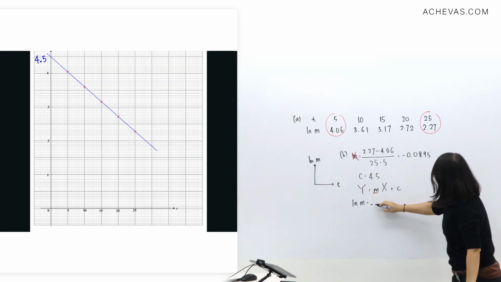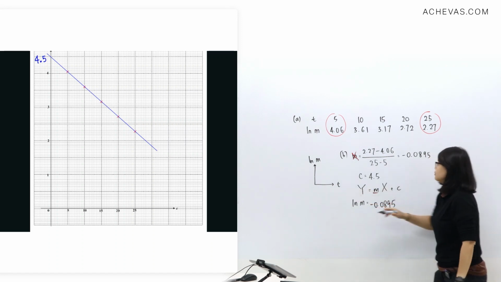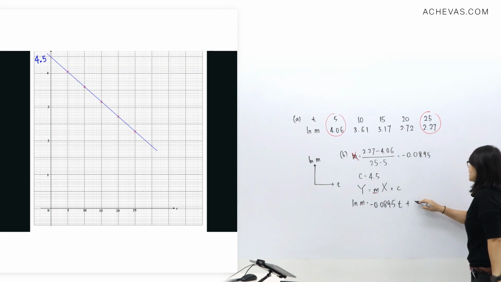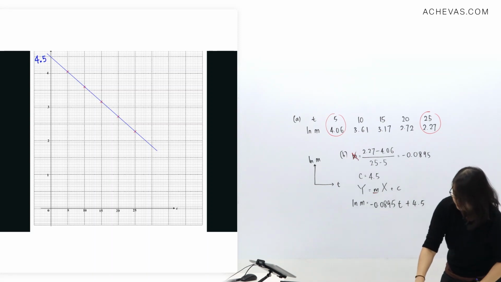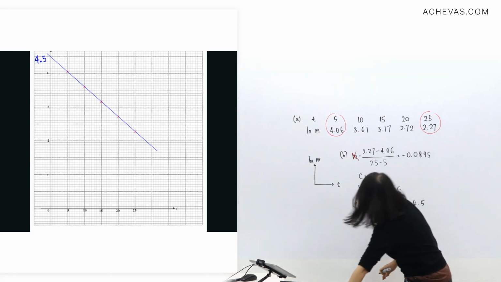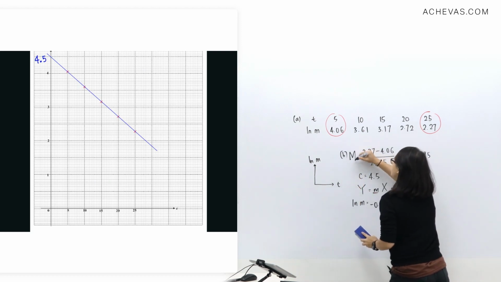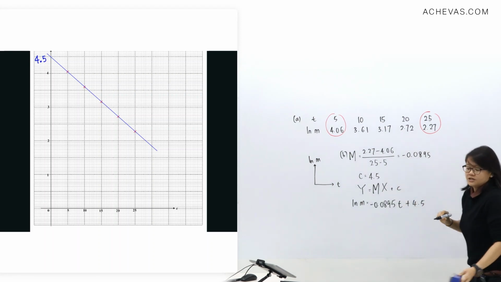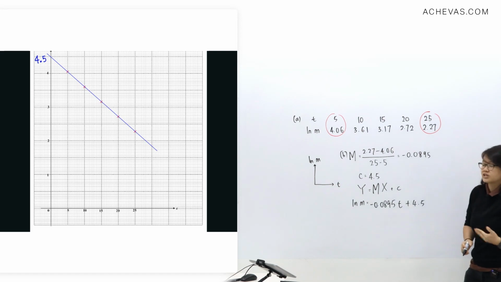So this value here, I'm going to replace here. I will be having minus 0.0895 and capital X is this label here, which is t. So the C value is the vertical intercept, so I write plus 4.5. Okay, so another option to reduce confusion is that maybe you can use a capital M instead for this value over here. Okay, so that you know that they are different. This is small letter m, this capital M stands for your gradient.